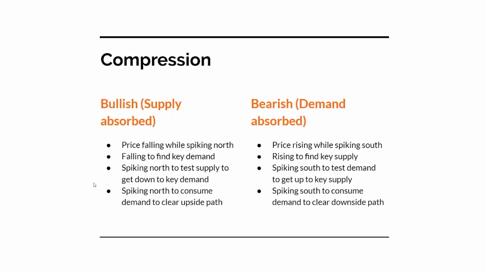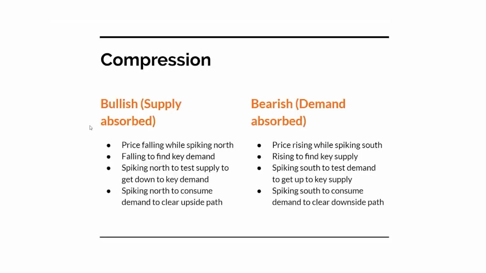So imagine price is falling while spiking north. Basically, it's falling to find a key demand zone so it can reverse. But while it's doing that, it's also spiking north. And when it's spiking north, that's doing pretty much two things. It's testing lower time frame supply zones to give it enough selling momentum so it can get to that key demand zone on a higher time frame to reverse price, reverse the trend.